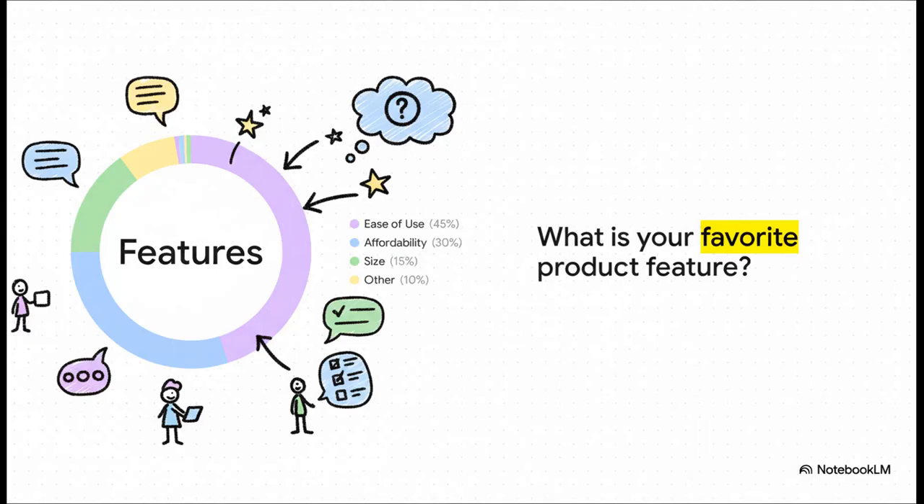And here is a perfect, super simple example of that first type, categorical data, in action. The question was, what is your favorite product feature? People pick from a list, and you can see right away, ease of use is the massive winner here at 45%. Boom. A simple, powerful insight right at the top level.